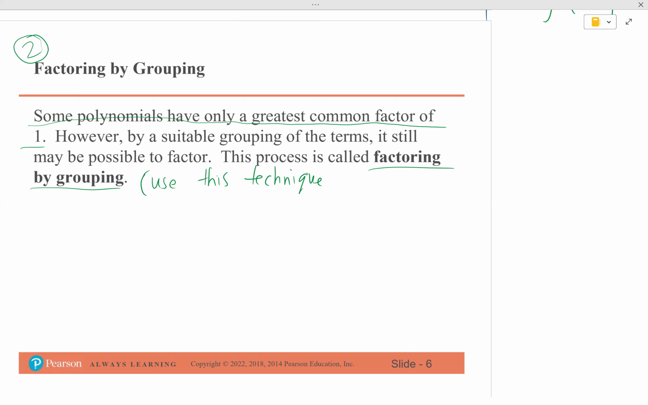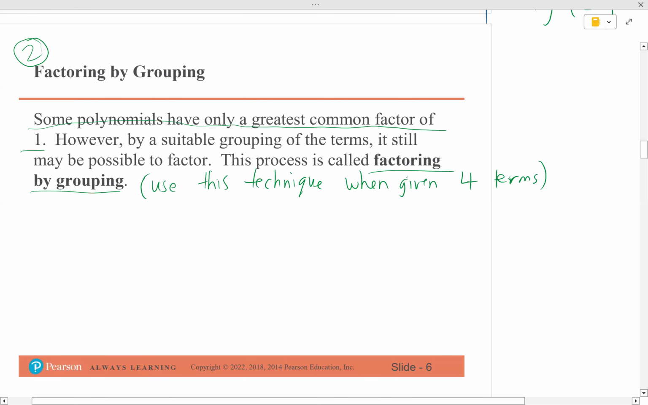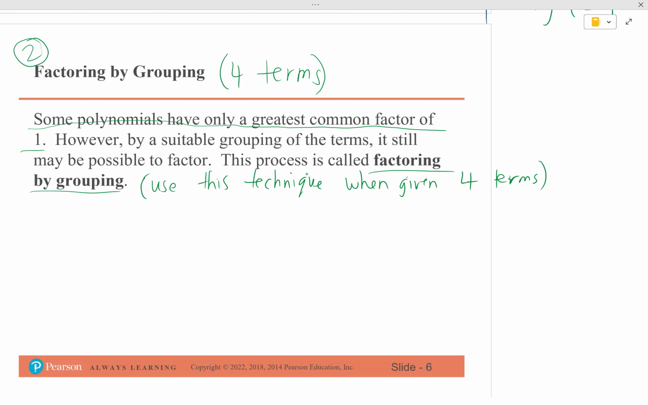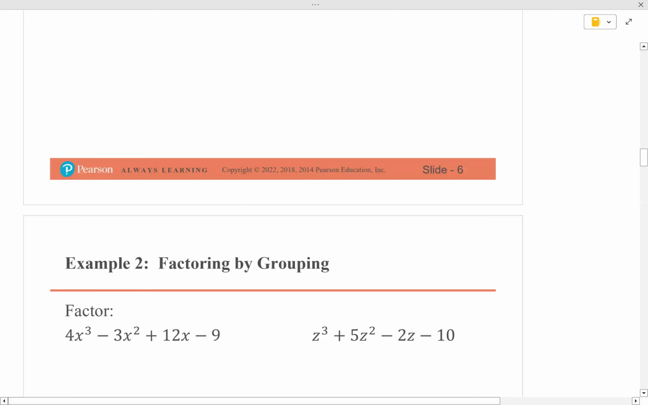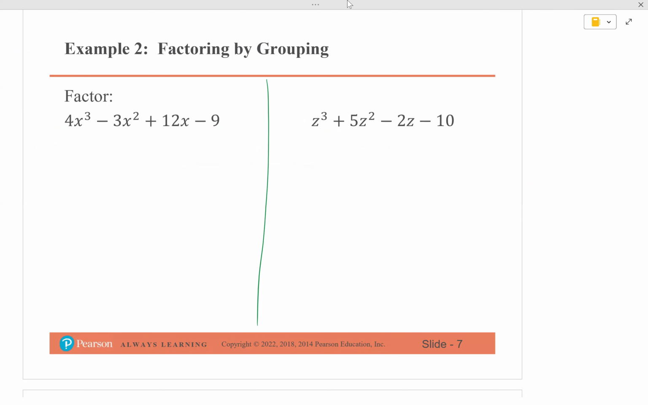Use this technique when given 4 terms. So if your polynomial has 1 term, 2 terms, 3 terms, 5 terms, you cannot use factor by grouping. It's only for 4 terms, not a monomial, not a binomial, not a trinomial, not 5 terms. But notice these guys both of them have 4 terms. So let's try this. It's really weird, but even though there's no setup, they don't explain how to do it. Let's maybe put some steps here.